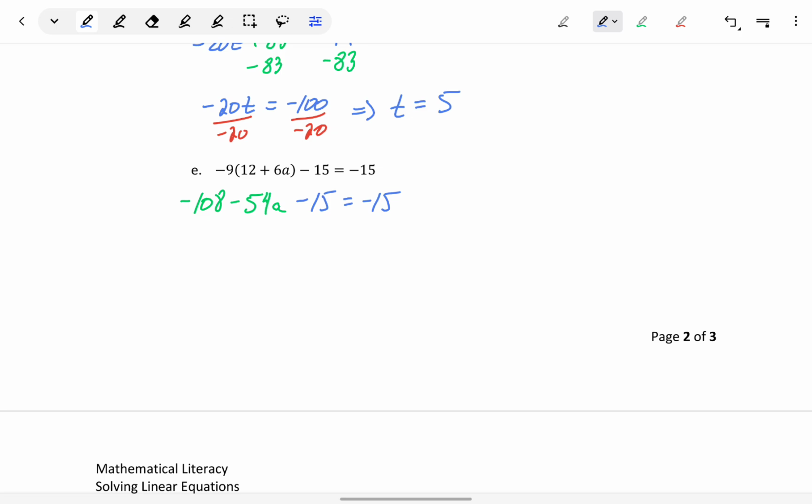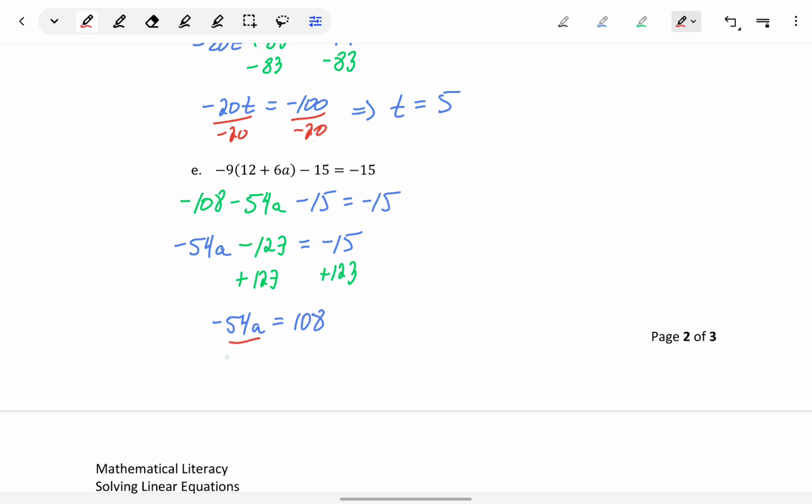Now we can look at combining the like terms again on the left-hand side of the equation. So we'll have minus 54a minus 123 equal to negative 15. All of our variable terms are already on one side of the equation. So we'll move our constant term to the other side by adding 123 to both sides, which will leave us with negative 54a is equal to 108.